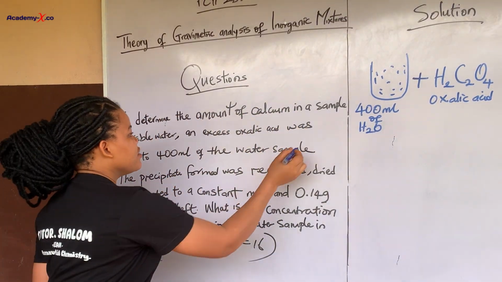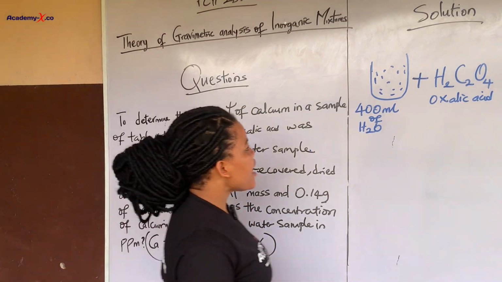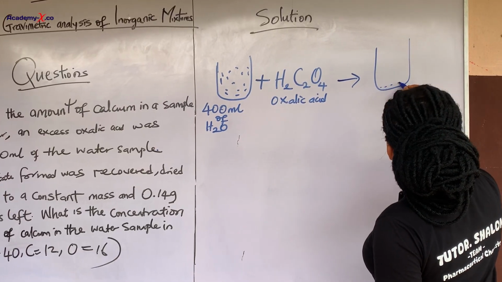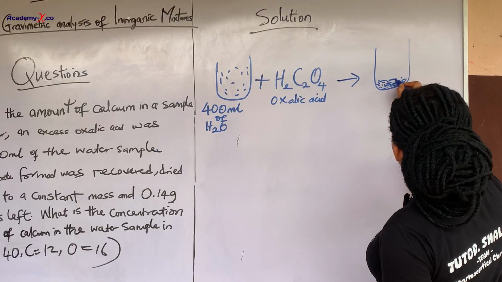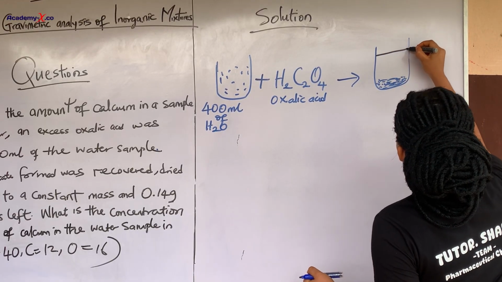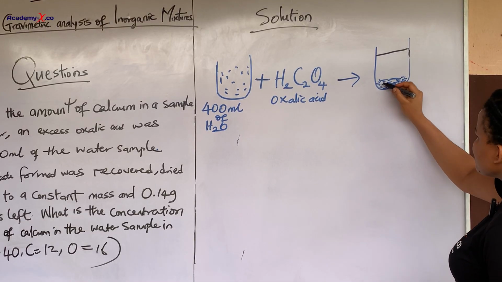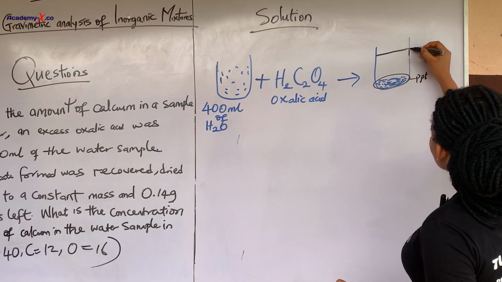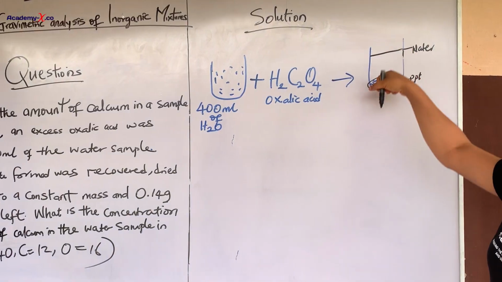Then it said the precipitate formed was recovered. So that means after adding this, there was formation of a precipitate. So let us assume this is our precipitate inside the water. This is where the water stops, and this is the precipitate formed. So this is the PPT, and this whole space is water. So we have our PPT inside the water.